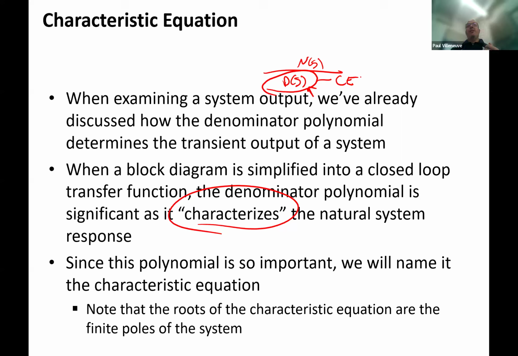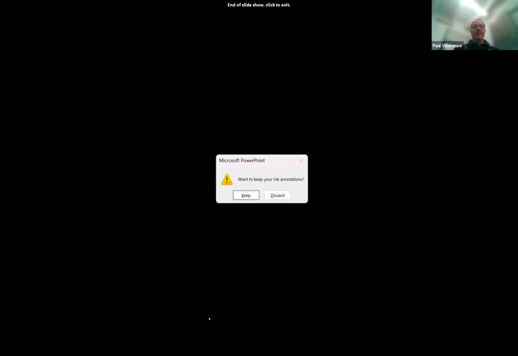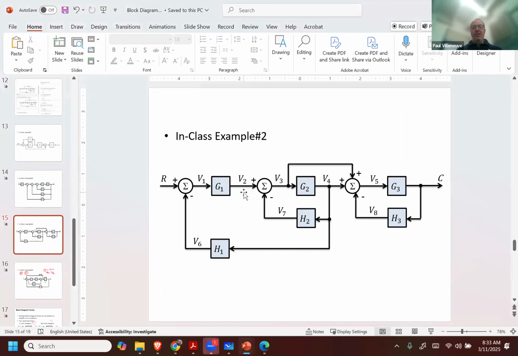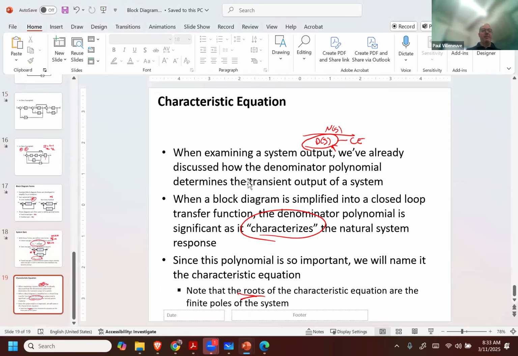our system. So when we look at second order systems or first order systems, we're actually looking at the characteristic equation to see what the system behavior becomes. All right. And that's why these roots are the poles, finite poles of our system. All right, questions on anything, because that finishes up our topic for block diagrams.